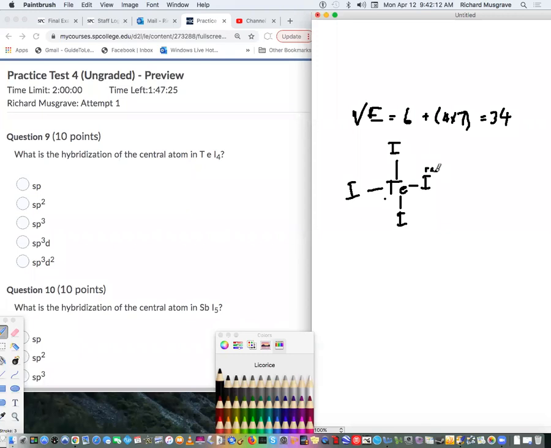Yeah, whether you understand this or not is going to be really dependent on if you were here last Wednesday or not. Because if you weren't, you'll be completely, utterly lost when I talk about this hybridization stuff.